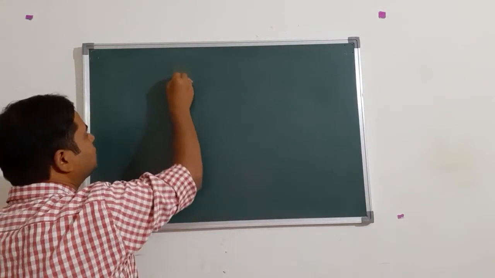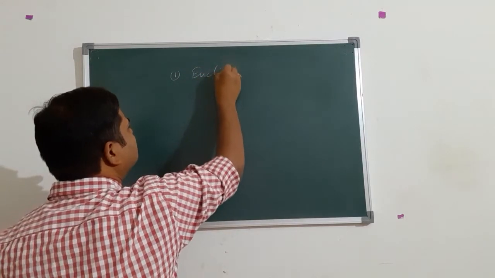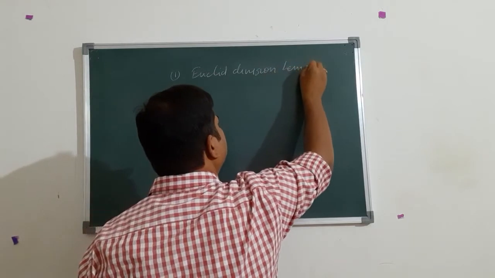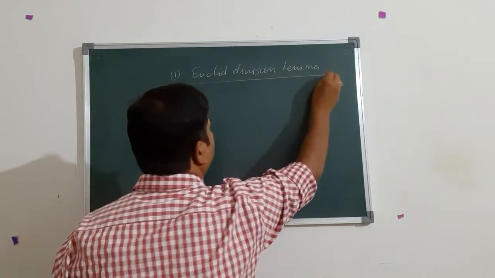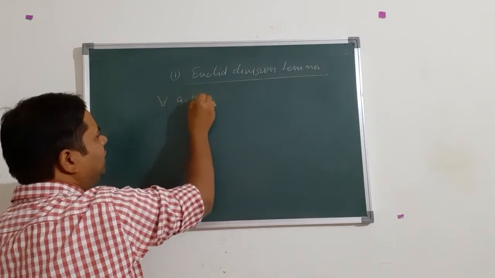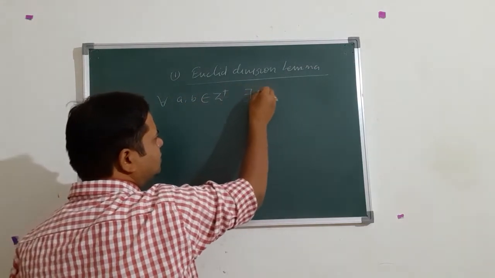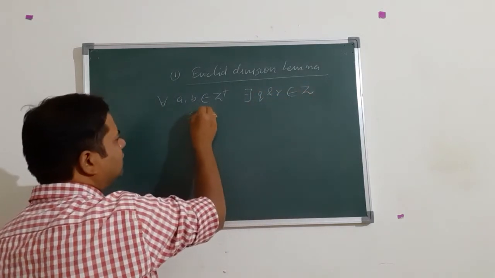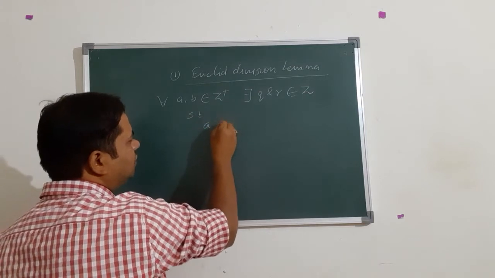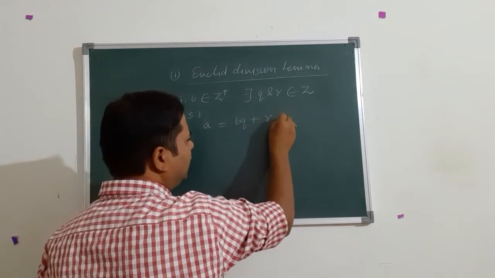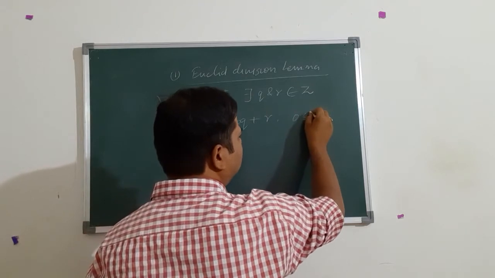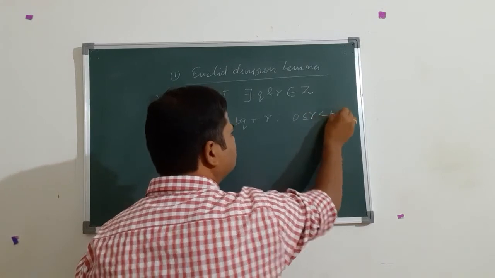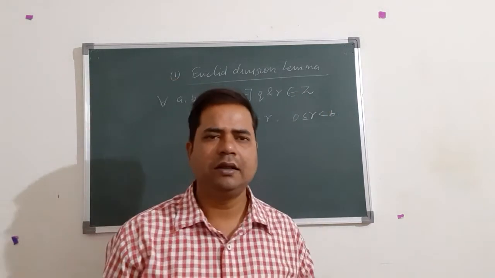You know very well, first one is Euclid's division lemma, and you know very well what it is. For each positive integer a, b, there exist q and r belonging to Z such that a equals bq plus r, where 0 is less than or equal to r is less than b. This is Euclid's division lemma.